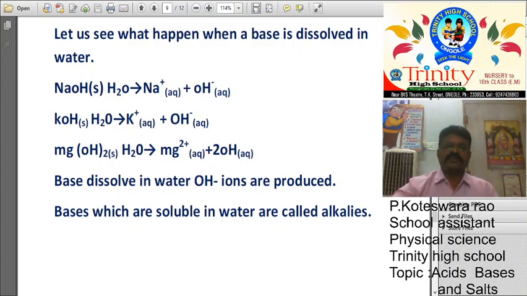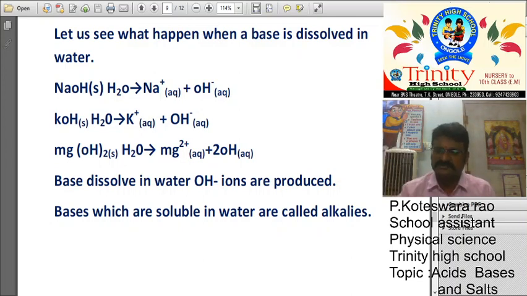And finally, what did we decide here? A base dissolved in water produces OH minus ions. Similarly, an acid dissolved in water, what does it produce? H plus ions. And a base dissolved in water, what does it produce? OH minus ions.